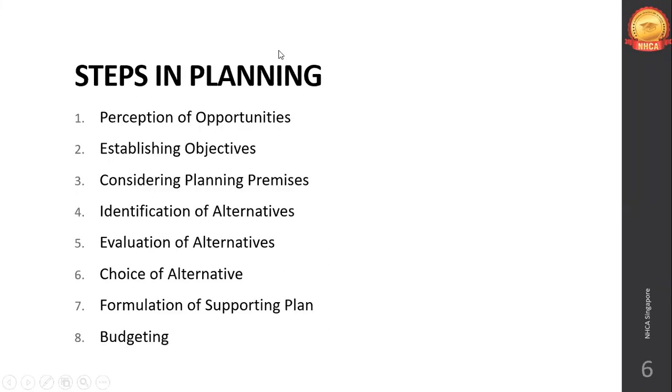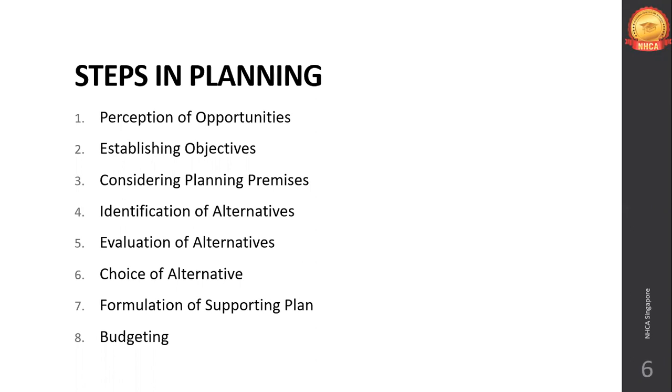Next is steps in planning. The first step is perception of opportunities. Perception of opportunities means what? For example, let's say something went wrong in your hospital. You can think of any example which is coming into your mind. Something went wrong. That itself is an opportunity to plan something to correct the things which went wrong. Fill in that example of your own so it is easier for you to remember.